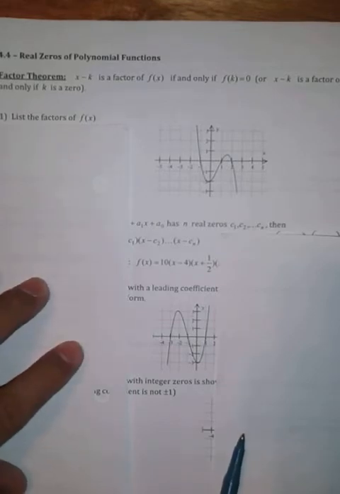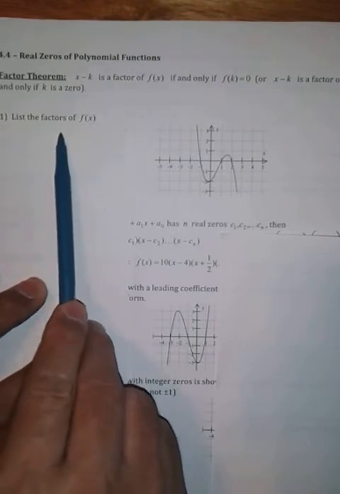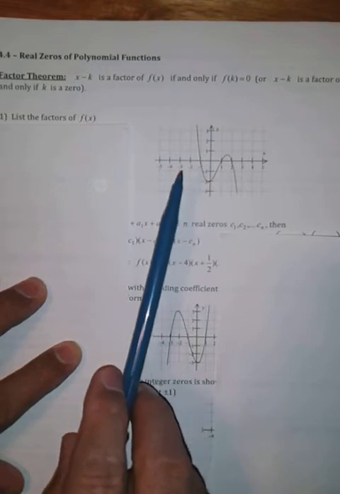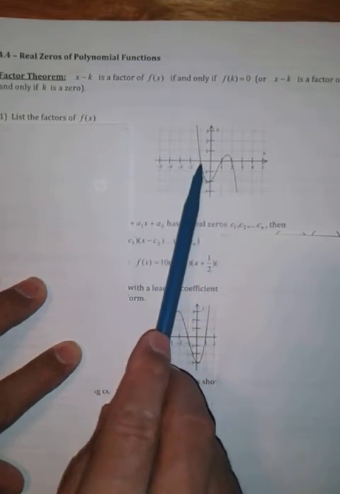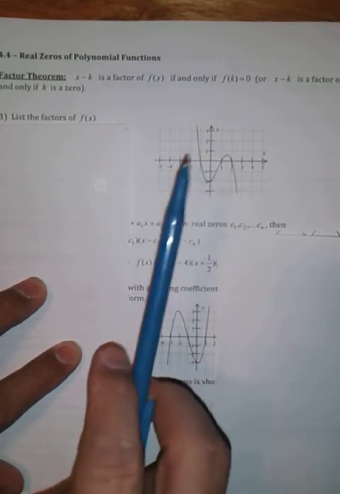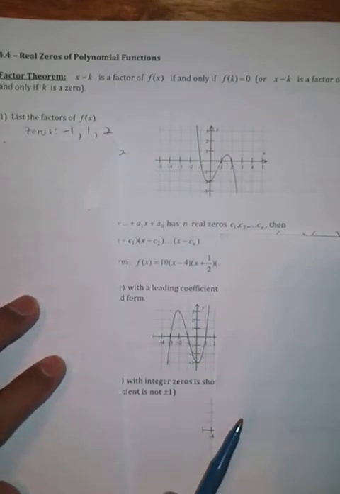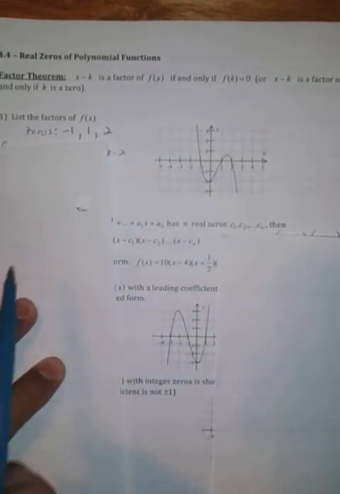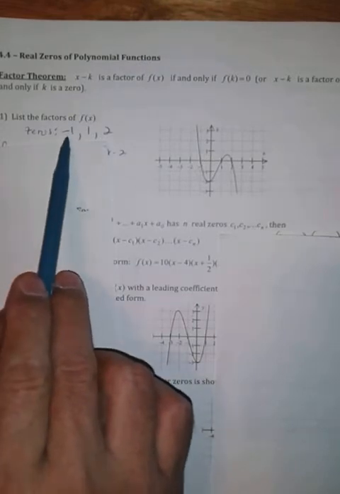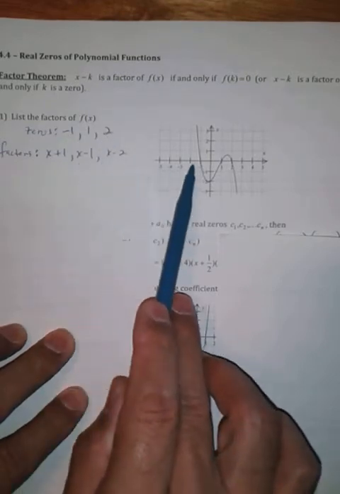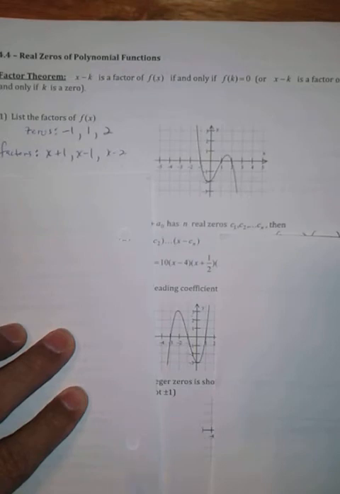Alright, so let's take a look at what we should be able to do with that. Number 1 says list all the factors of f of x. So to find the factors of f of x, we look for the zeros, and the zeros on a graph show up at the x-intercepts. So there's x equals negative 1, x equals 1, and x equals 2. So we have the zeros, negative 1, 1, and 2. There they are. And then to build the factors, we just take x minus each of those. So x minus negative 1, which is x plus 1, x minus 1, and x minus 2. Those are the factors that are included there. There may be others, but those for sure are there.